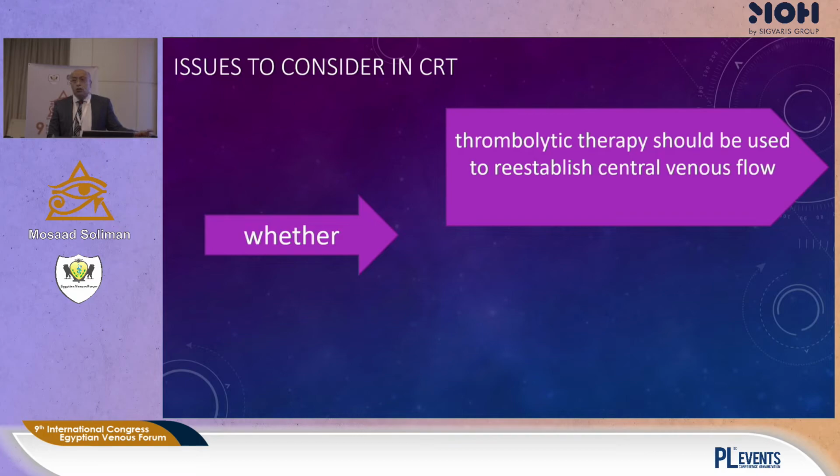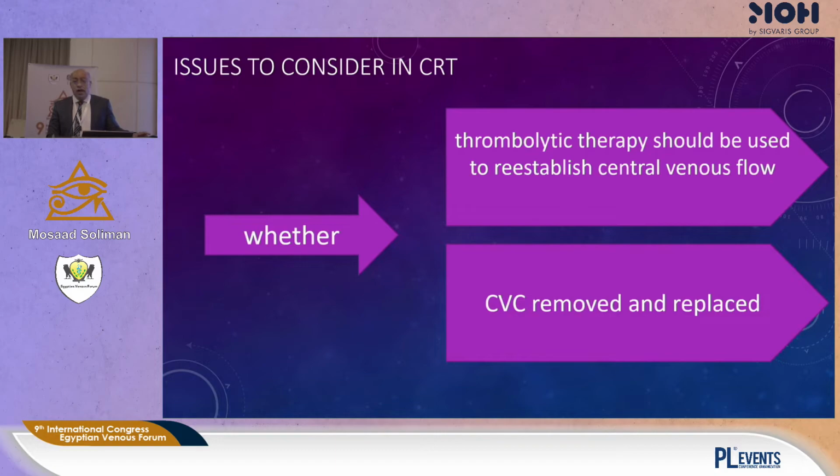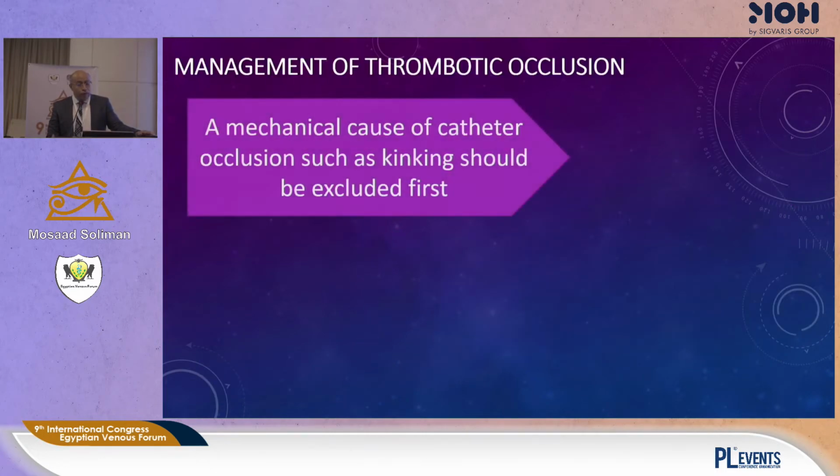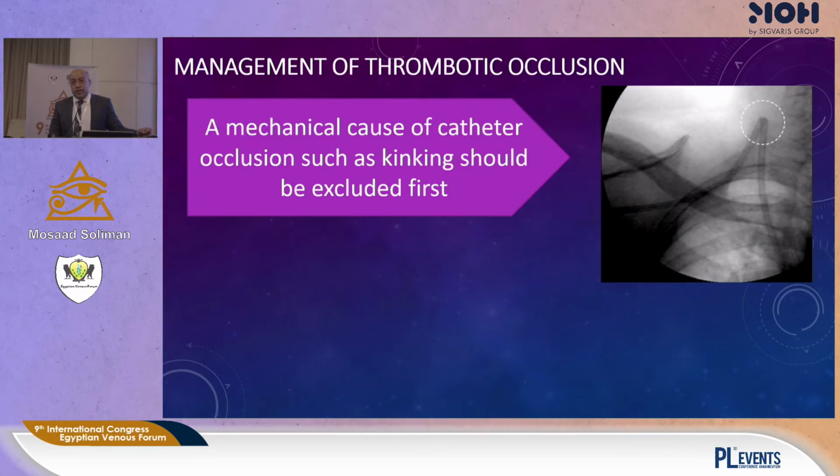However, we need to do a thrombolytic therapy and keep the catheter in place, or to do a removal of the catheter and replacement, because in most of the cases we have a good response with medical treatment and none of the patients would need to remove the catheter, or they may not need the thrombolytic therapy. So if we opted to do the thrombolytic therapy, first you have to exclude any mechanical cause like kinking of the catheter. This is number one. Avoid doing thrombolytic therapy in a kinked catheter.